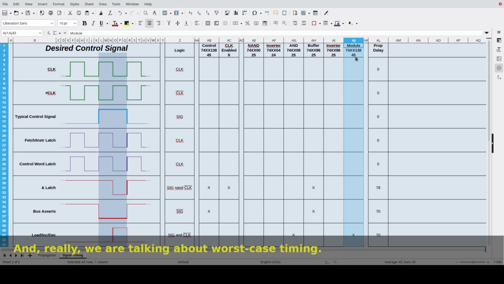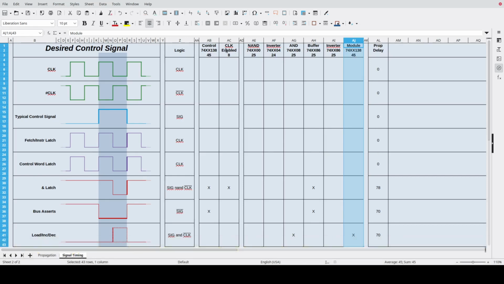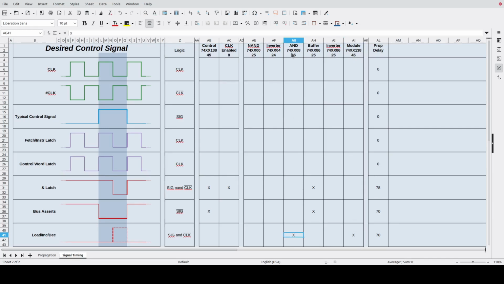It's got a 45 nanosecond delay associated with it. It is not wired up such that it uses the clock or any other signal to enable or disable the IC, so there's just a simple 45 nanosecond delay. And the load increment decrement is handled by that particular IC. So that's a 45 nanosecond delay, added to that the required 25 nanoseconds in order to AND those signals together. That gives me the 70 nanosecond delay that I'm looking at for that particular signal.